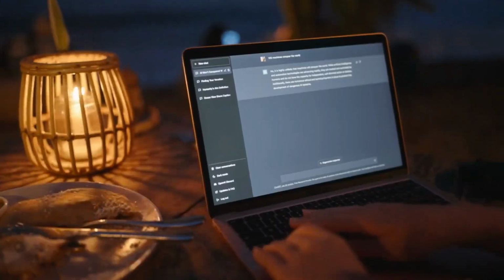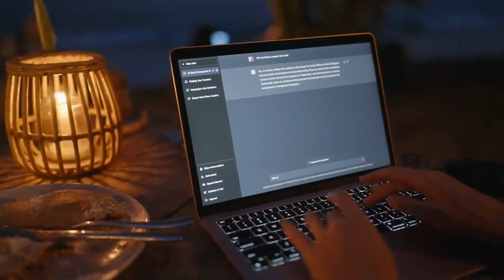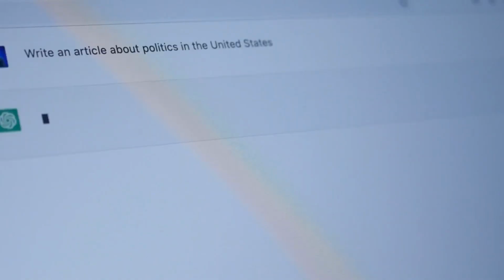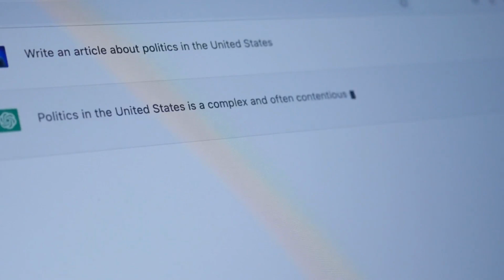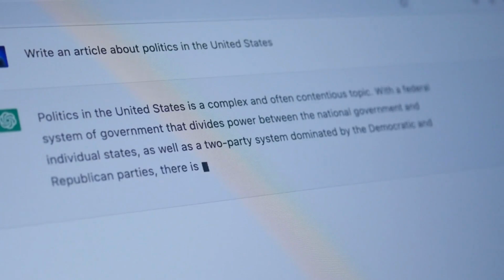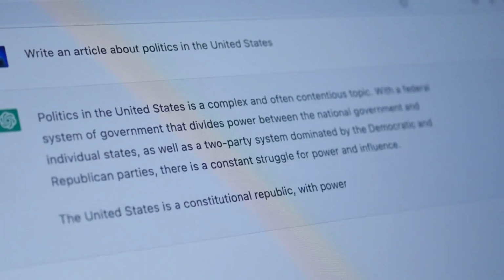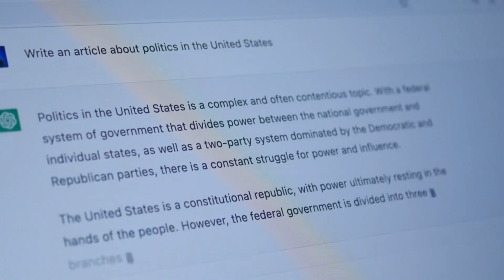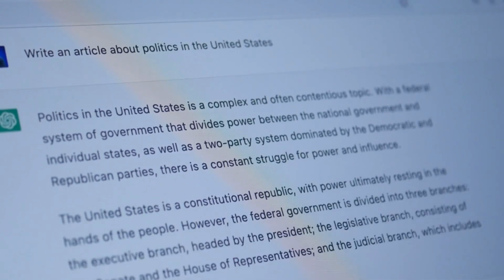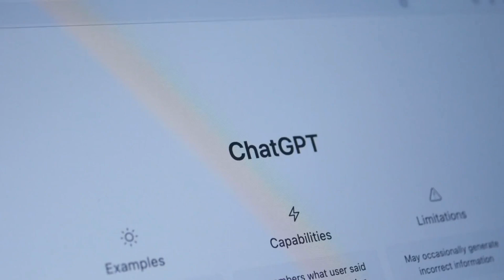ChatGPT is a language model developed by OpenAI. It is based on the GPT 3.5 architecture, which stands for Generative Pre-trained Transformer 3.5. GPT 3.5 is one of the latest iterations in a series of language models designed to understand and generate human-like text based on the patterns it has learned from vast amounts of training data.